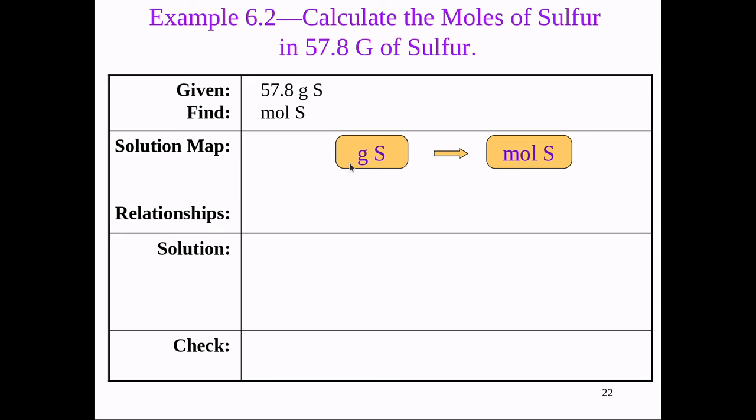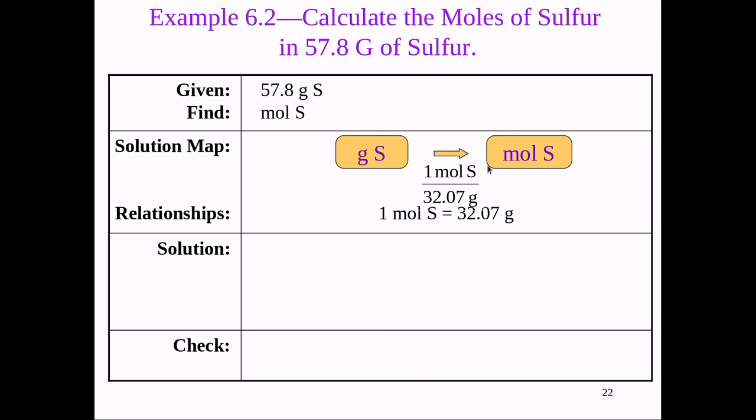But first we need to know how much 1 mole of sulfur weighs. To do that, we have to look up its atomic mass in the periodic table. You'd find that 1 atom of sulfur is equal to 32.07 AMU. So 1 mole of sulfur is going to equal 32.07 grams. From that, we can get our conversion factor.